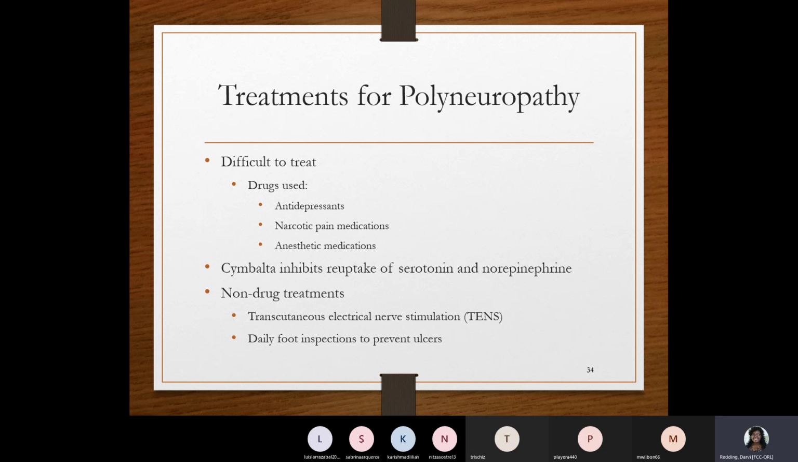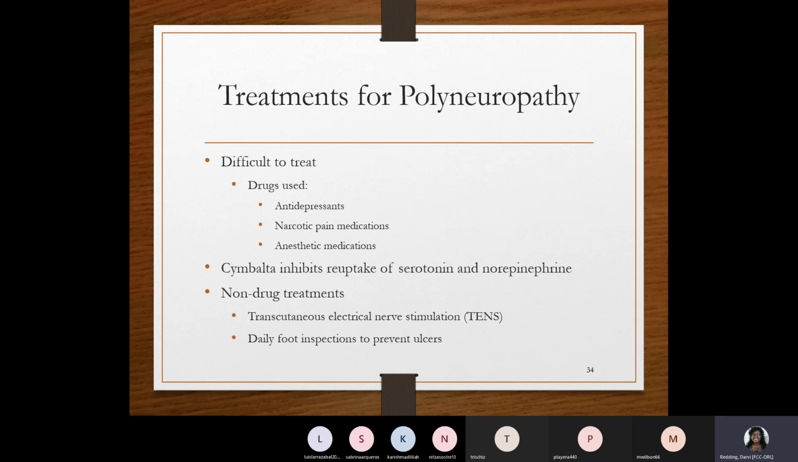You also have some non-drug treatments, which include TENS, which is abbreviated for transcutaneous electrical nerve stimulation. And so basically there is a daily foot inspection to prevent ulcers. In regards to other treatments for polyneuropathy, some of the medications would include Cymbalta, which we talked about. The generic of Cymbalta is duloxetine.